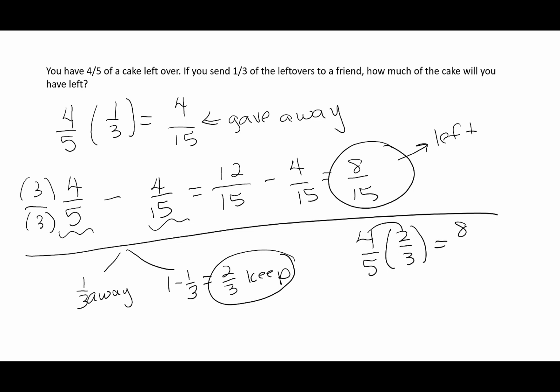4 times 2 is 8. 3 times 5 is 15. I got the same thing, but it was a lot shorter. So I like this strategy of thinking about, instead of doing 2 things of what did I give away and subtract, just multiply. I think you'll do better. So I'm going to show you the other 2 with that strategy.